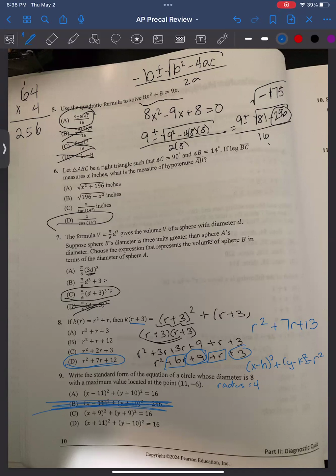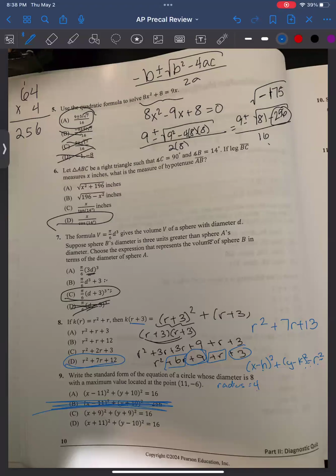Yes? You see that? Because it needs to equal the radius squared. Well, if my radius is 4, 4 squared is definitely not 256, right? So now I need to find out what my h and my k are. They tell me the maximum value of the circle is located at the point 11 comma negative 6. Is that the X and Y?